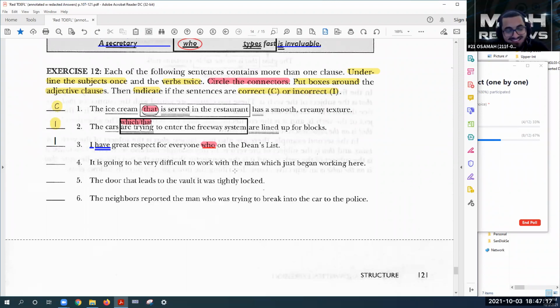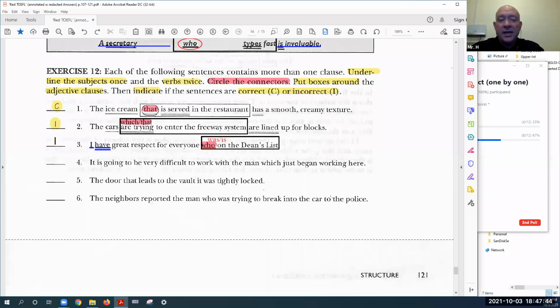How do we fix it? How can I fix it? By putting is, who is on the dean's list. Yeah, you could also use the past verb too. Okay. Who was on the dean's list? Now, where should I put the box? I want to put a box around the adjective clause. From who to the end.